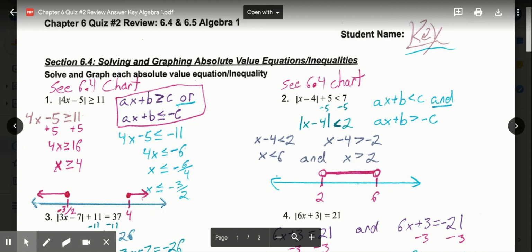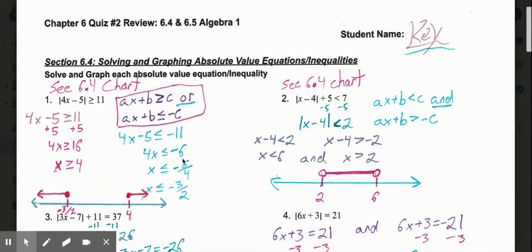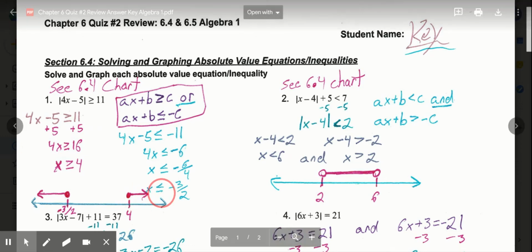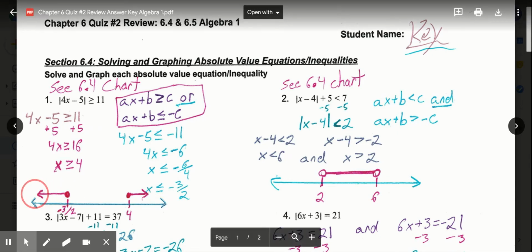So on the left, adding 5, 4x is greater than or equal to 16, divide by 4, and x is greater than or equal to 4. On the right, add 5, 4x is less than or equal to negative 6, divide by 4, and x is less than or equal to negative 3 over 2. So then when we are graphing these, both are or equal to's, so we will use filled in circles. Greater than 4, so the arrow going right from 4, and less than negative 3 halves, arrow going left from negative 3 halves.